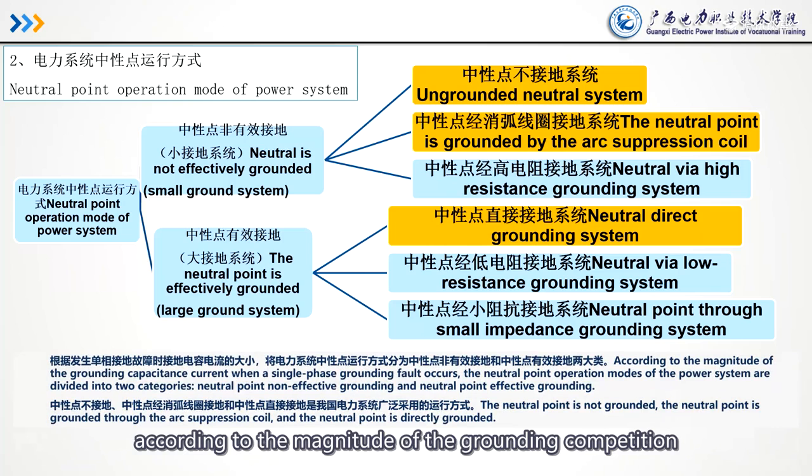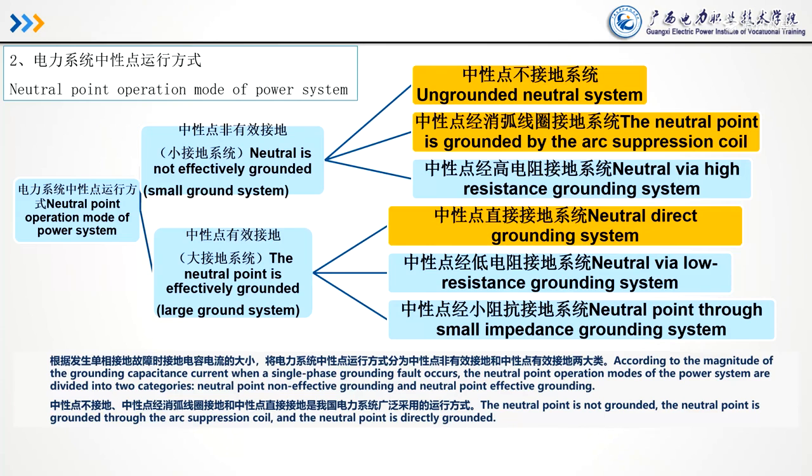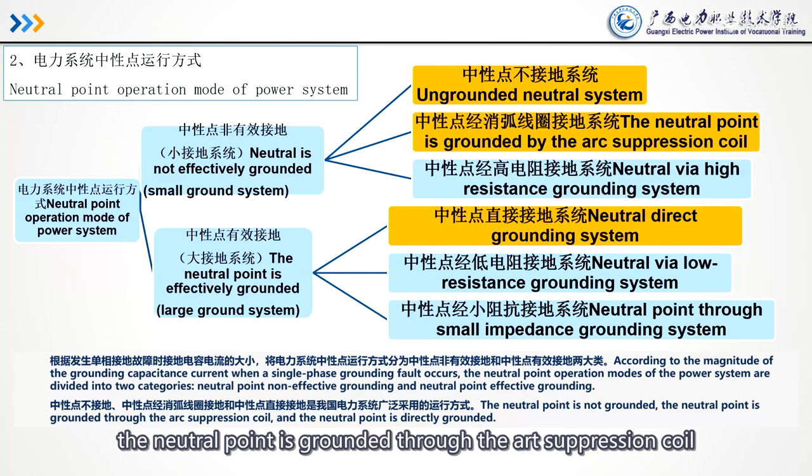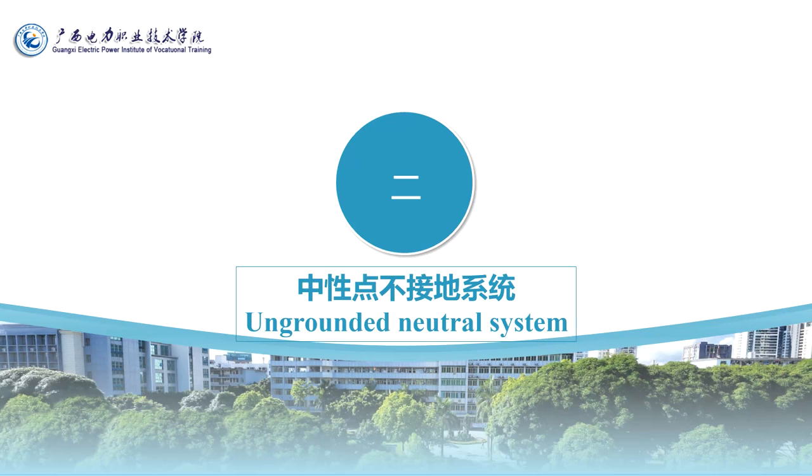According to the magnitude of the grounding capacitance current when a single-phase grounding fault occurs, the neutral point operation modes of the power system are divided into 2 categories: neutral point non-effective grounding and neutral point effective grounding. The neutral point is not grounded, the neutral point is grounded through the arc suppression coil, and the neutral point is directly grounded.